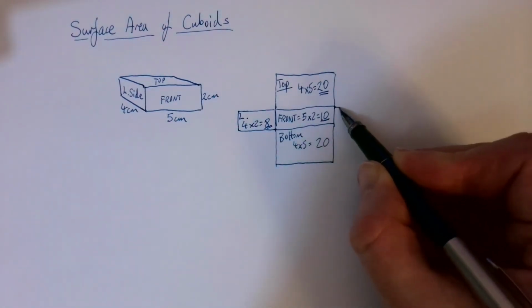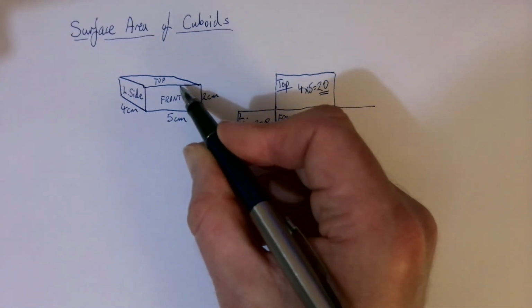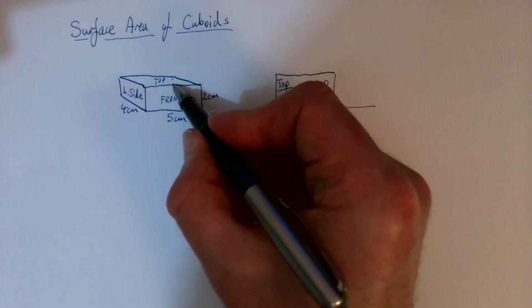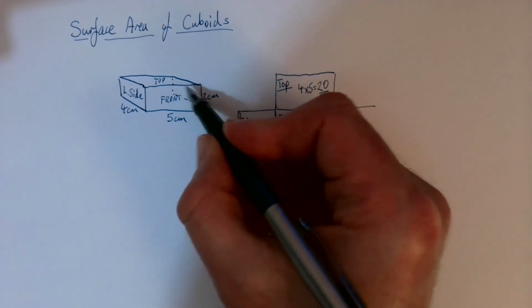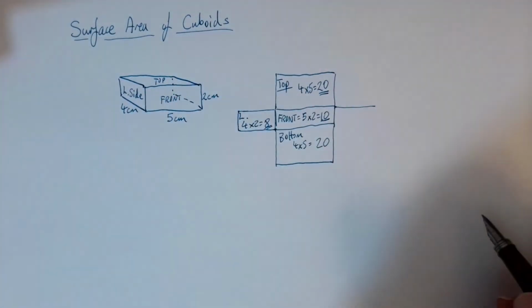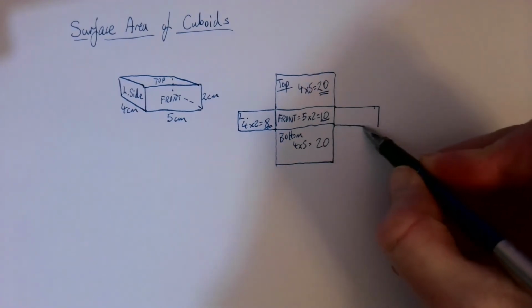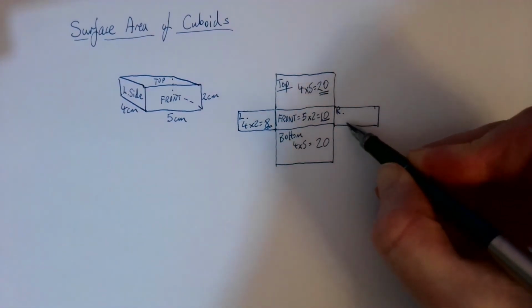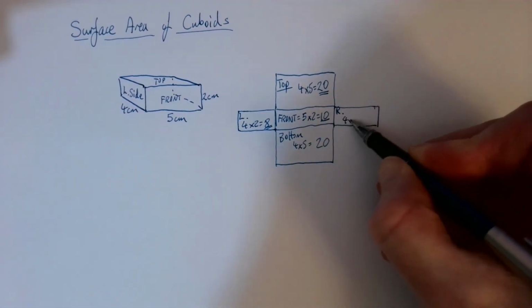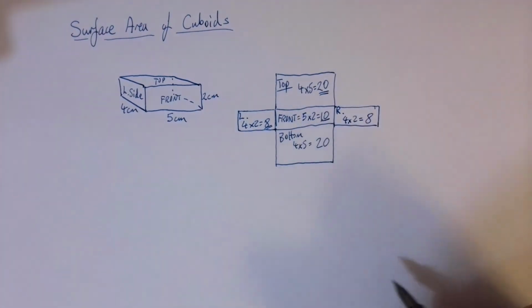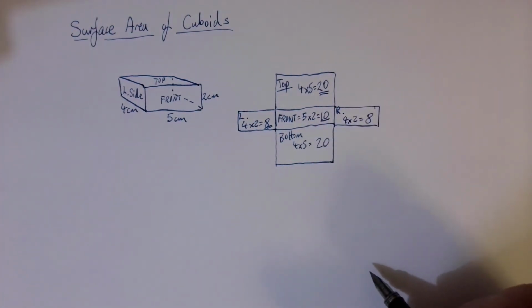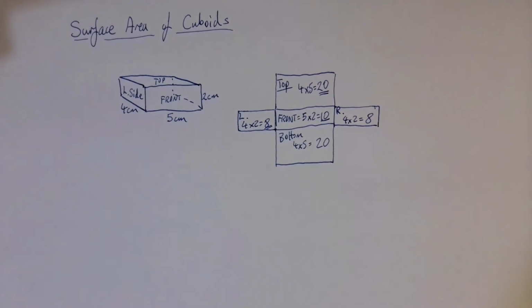Let's do the right hand side. The right hand side is going to be over here. If I dot that in behind there, it's going to be exactly the same size as that bit there. So the right hand side, just make my little sketch there, is also going to be 4 times 2 equals 8. Now how many sides have I got? 1, 2, 3. So what have I missed out?